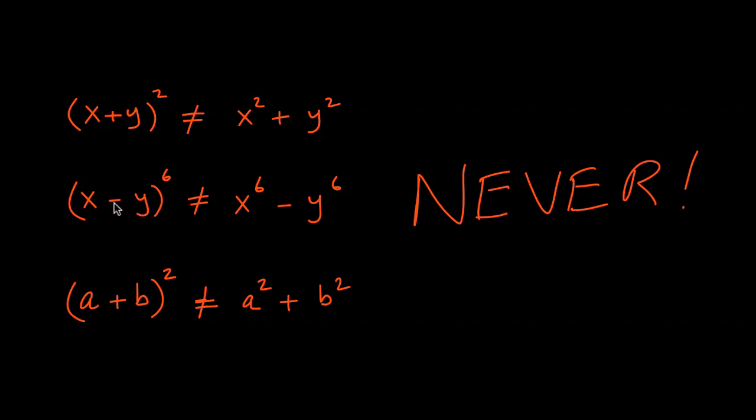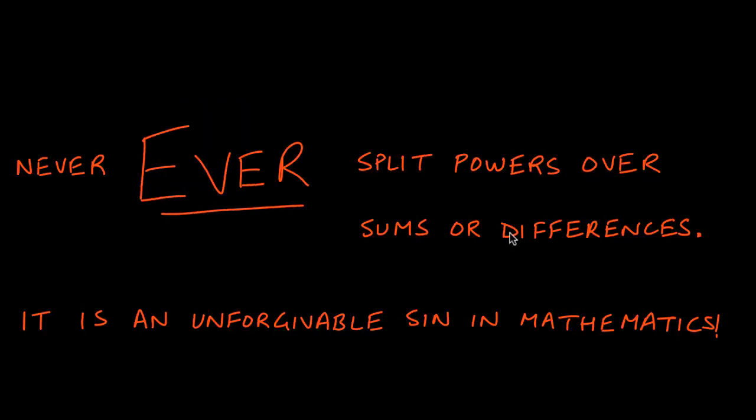Same thing with the subtraction as well. If you have x minus y, the quantity to the sixth, that is not the same as x to the sixth minus y to the sixth. Lastly, just to drive the point home, a plus b, the quantity squared, is not the same as a squared plus b squared. Never, ever split powers over sums or differences. This is a cardinal or an unforgivable sin in mathematics. Do not do this. It is illegal to do that in math.